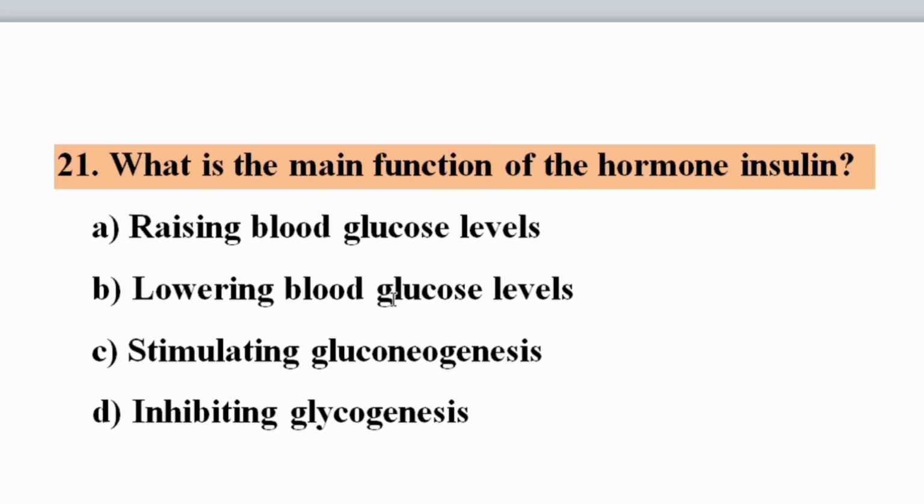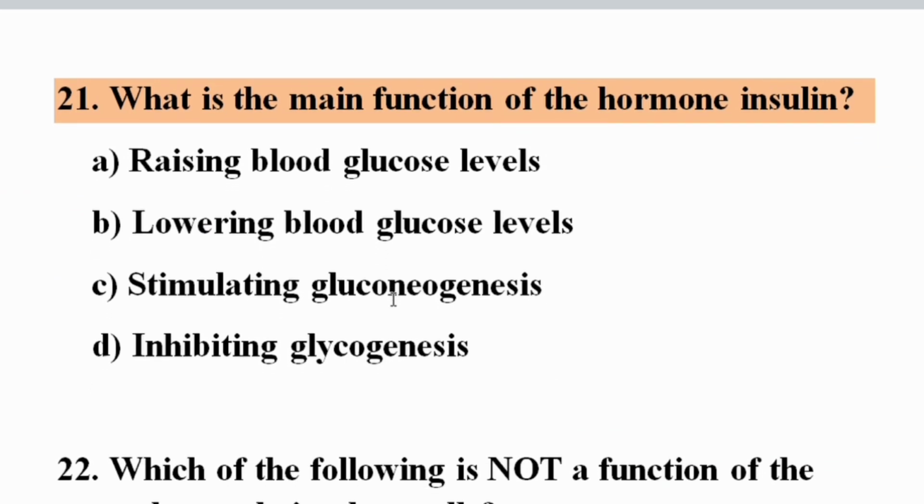What is the main function of the hormone insulin? The right option is beta, lowering blood glucose levels.